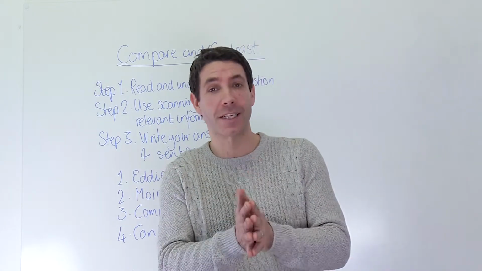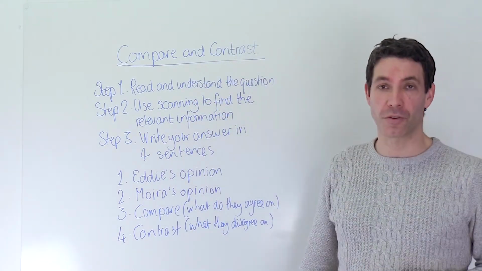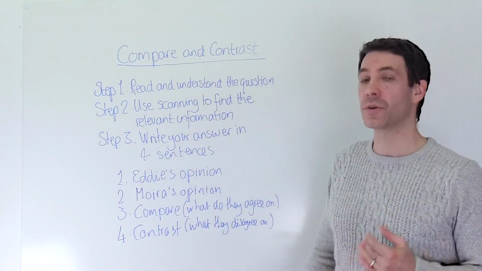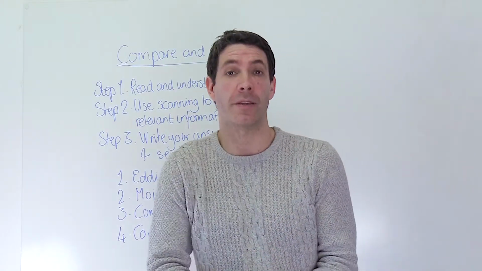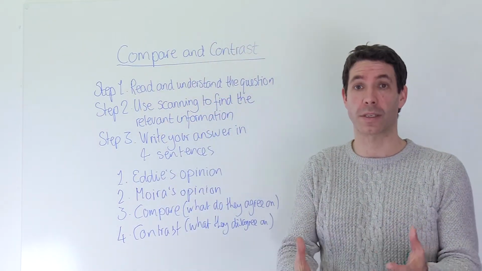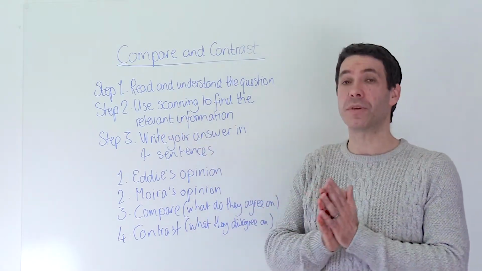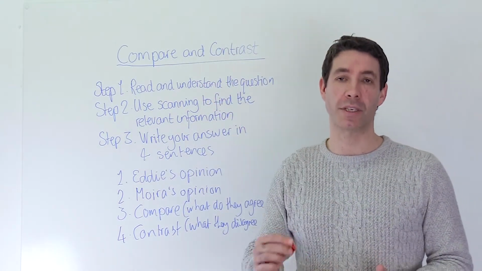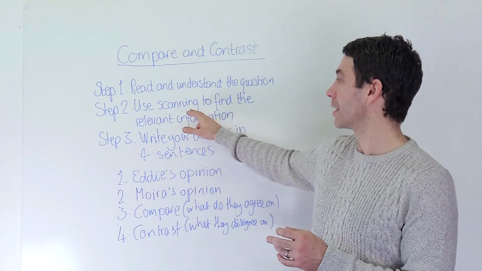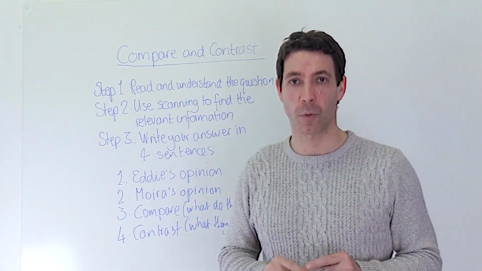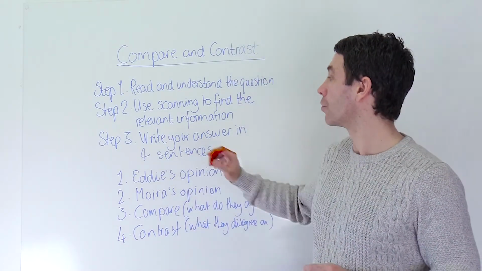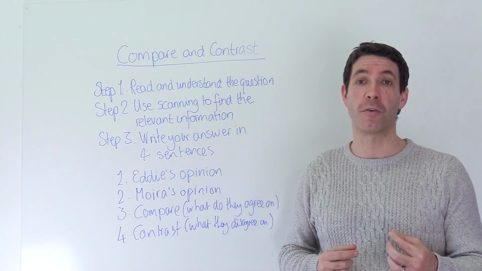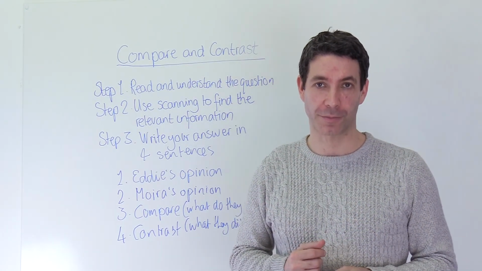So there you go, your maximum 4 points for the dreaded compare and contrast question, which we tackled in 3 stages or in 3 steps. The first step was to read and understand the question. Whose opinions do we need to be writing about, and on what subject? Step 2, use scanning to find relevant information. We don't have time in the reading exam to be reading every single word, so we're going to use the scanning reading technique to find the information that we want quickly. And step 3, write your answer in 4 clear sentences. That way you're going to pick up the 4 points maximum for this question. Easy, right?